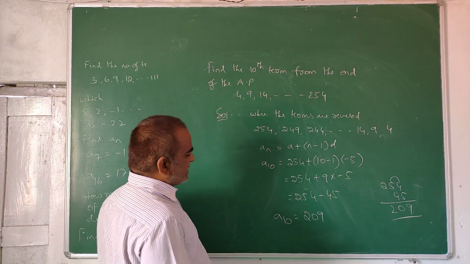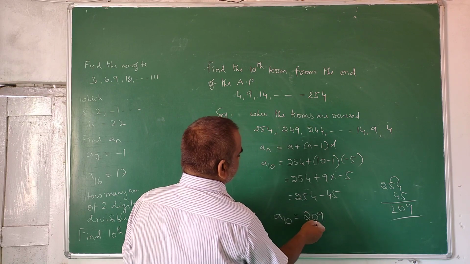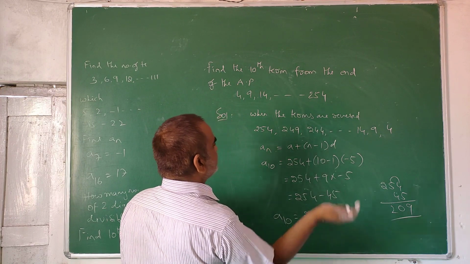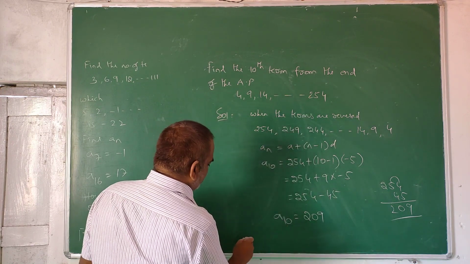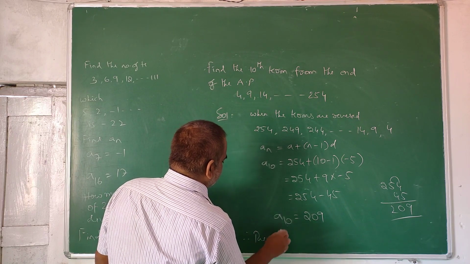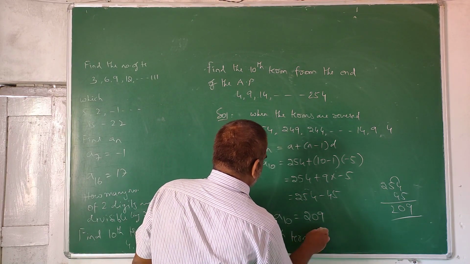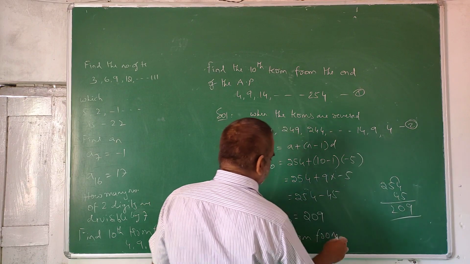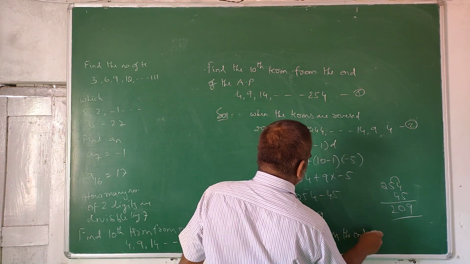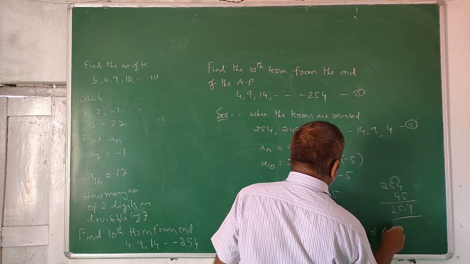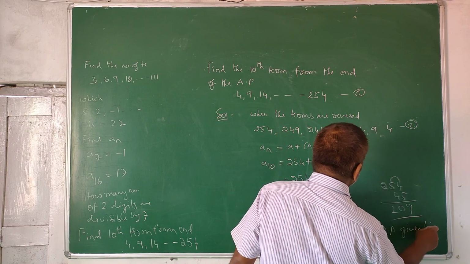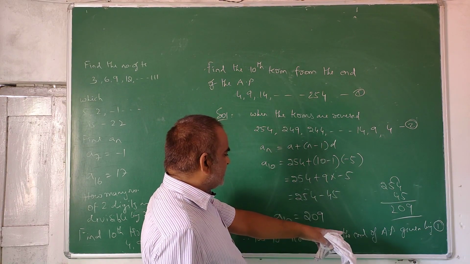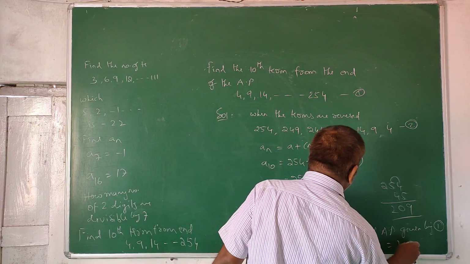Therefore the required 10th term in the reversed progression is 209, which is the 10th term from the end of the given progression. Therefore the 10th term from the end of the AP given is equal to 209. You understood, I think?